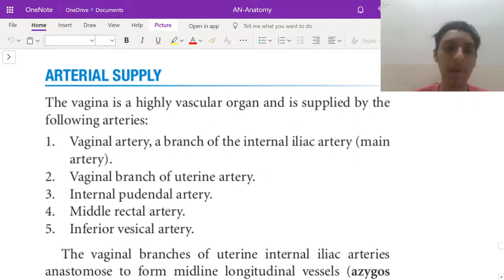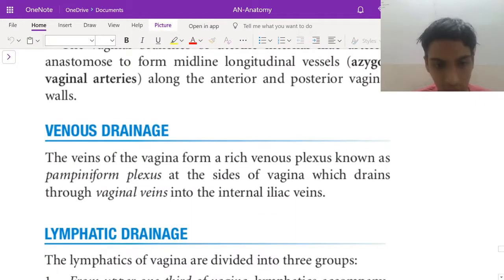Now coming to the blood supply. It will be supplied by the vaginal artery, just like the ovarian artery and ovarian branch of uterine, like that, the vaginal branch of uterine is also there. Then internal pudendal, middle rectal and inferior vesical artery. Now venous drainage is through the pampiniform plexus.